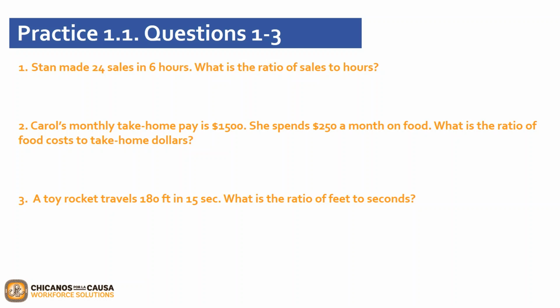Welcome back. Let's now review the following 3 questions together. Question 1 says, Stan made 24 sales in 6 hours. What is the ratio of sales to hours? To solve this question, we need to first write the ratio as a fraction. So we'd write it as 24 for the numerator and 6 for the denominator. Afterwards, we'll reduce the fraction to lowest terms by dividing the numerator and the denominator by 6. This will give us our answer of 4 over 1 in fraction form.